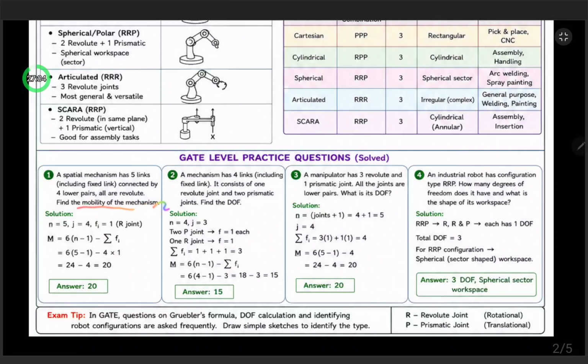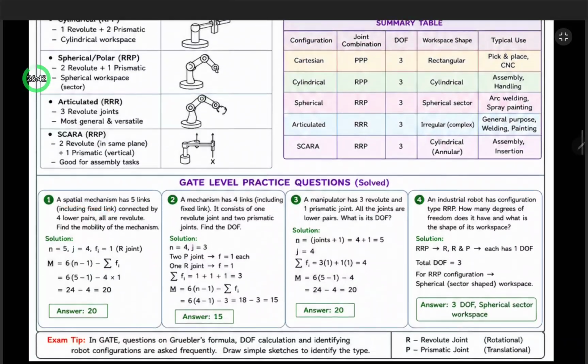So here is the mobility of the mechanism question. Here it is n equal to 5 and j equal to 4 lower pairs, I mean contacts. So f_i equal to 1, R joints are used here, because for the spherical mechanism 2R 1P is there. So just think this f_i equal to 1 here.